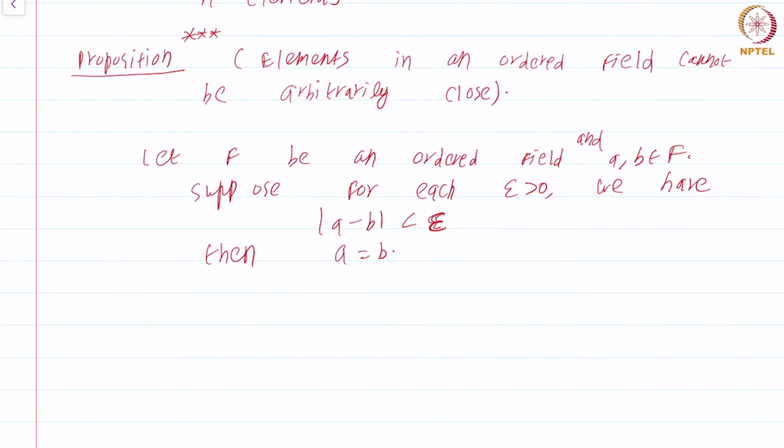Okay? What is this proposition trying to say? It is saying that regardless of what value of epsilon you choose, epsilon being any positive element in the field, note this epsilon is coming from F. Let me be precise. Epsilon is coming from F. Irrespective of what epsilon you choose, positive coming from the field, if it so happens that modulus of a minus b is less than that, then a is forced to be equal to b. Why is this the case?